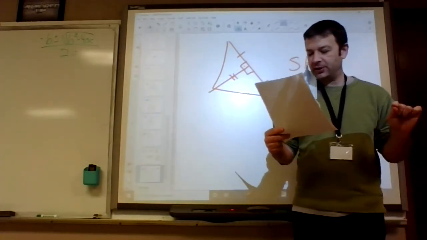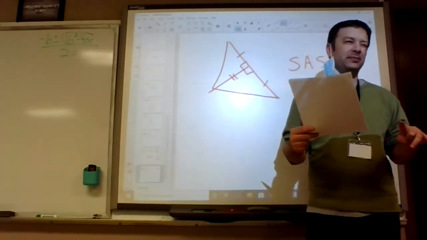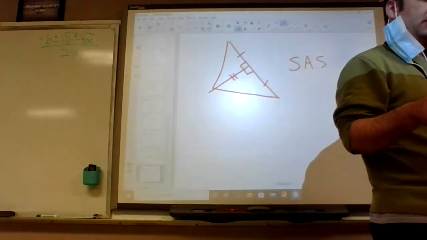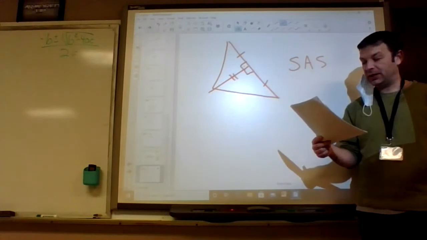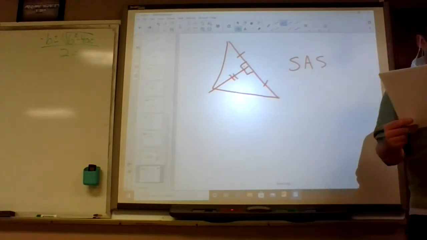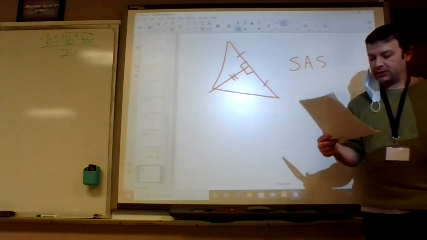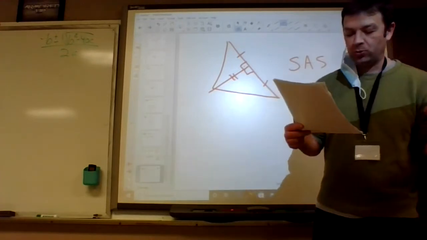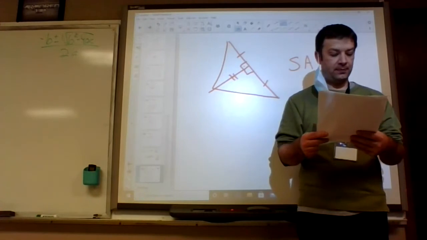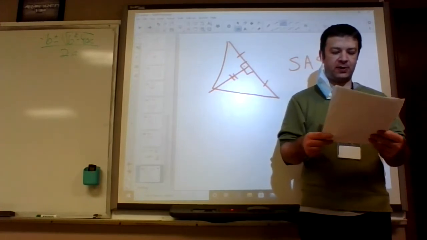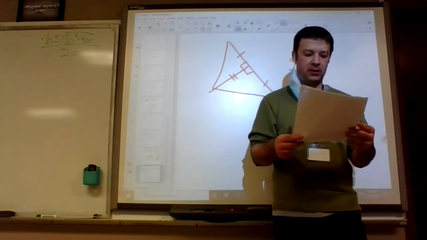Something that's not on this page is angle, side, angle. Hopefully you didn't get that for one of your answers, but that is one of them. Another one that's not on this page is side, side, side. You could get angle, side, angle on number 6? Well, you don't have a side on number 6, so you can't tell anything.